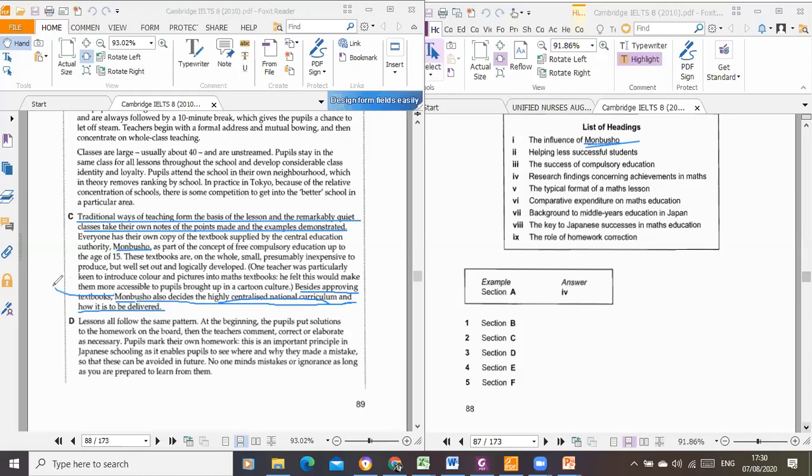So this place is likely going to be about Mombucho. Who knows whether even this whole passage is all about Mombucho, okay? Everyone has their own copy supplied by the Central Education Authority as part of the concept of free education up to the age of 15, okay? So I now know that what Mombucho is doing is what this place is talking about. Now, how do I arrive at that? This itself is a subset of the activity of Mombucho. They set the curriculum, they tell the teachers what to teach and how to teach, how to get it across to the students, okay? So this paragraph is more about Mombucho. That is how to know.